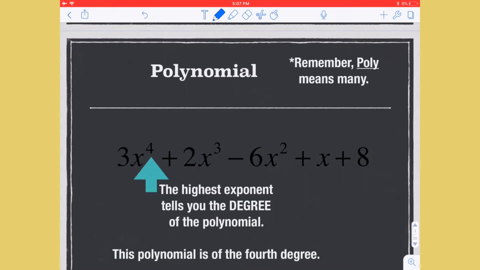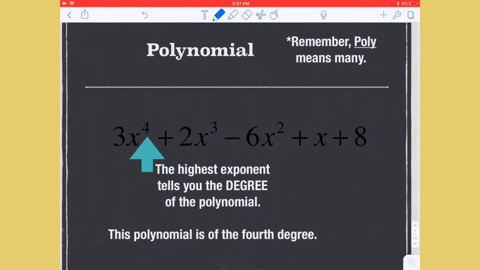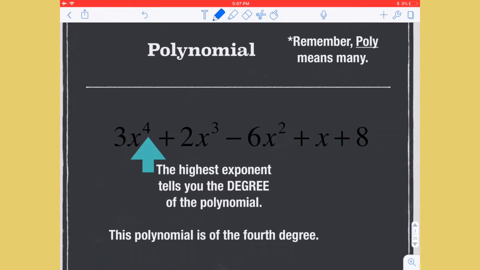Again, polynomial means many, and there are some things that we can identify within a polynomial. The first thing is a polynomial's degree. The highest exponent within that polynomial is the degree of the polynomial. You can actually then name that polynomial by its degree. So the example here is of the fourth degree.